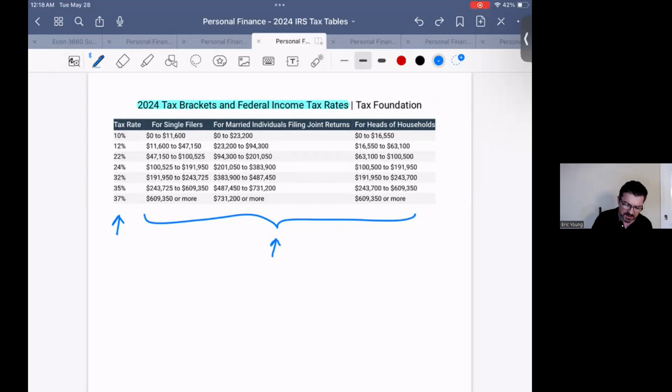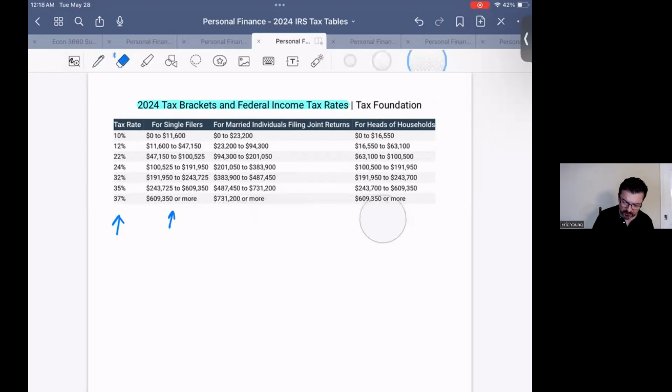And then what you can see is that within each of the statuses, single, married, or head of household, you have basically brackets, upper and lower levels. So let's isolate and just focus for now on single.